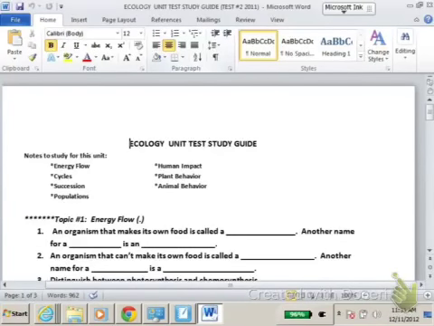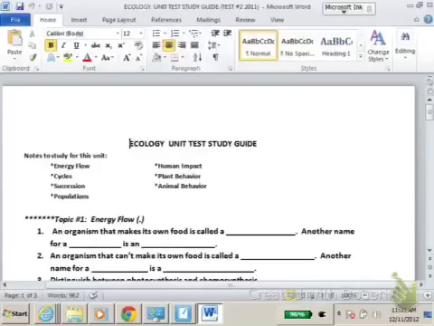Okay, guys. I'm going to go over the study guide for ecology. Your test for A-Day classes is going to be on Thursday, and for B-Day classes, the test will be on Friday. So let's just go over the study guide and make sure you have all the right answers.